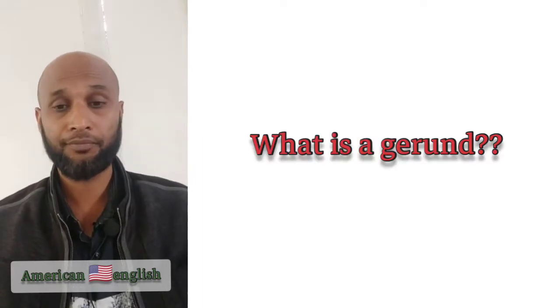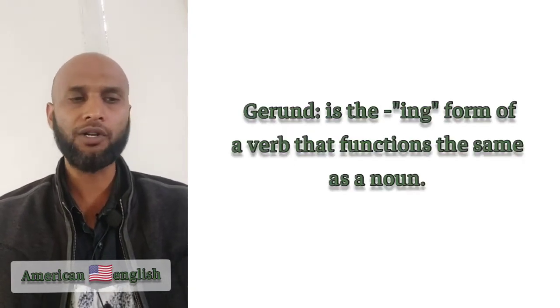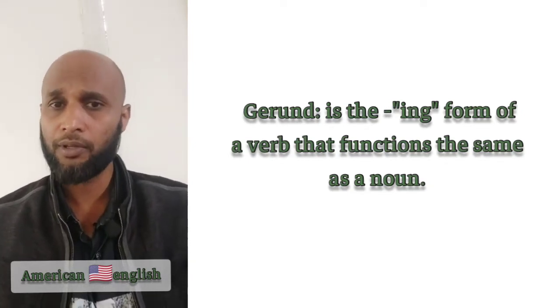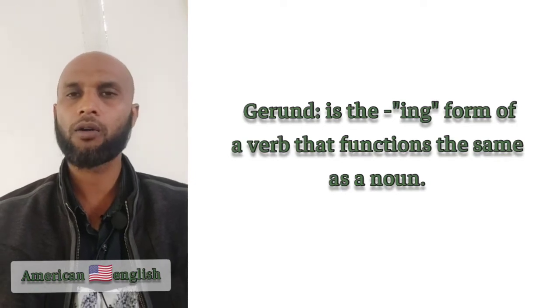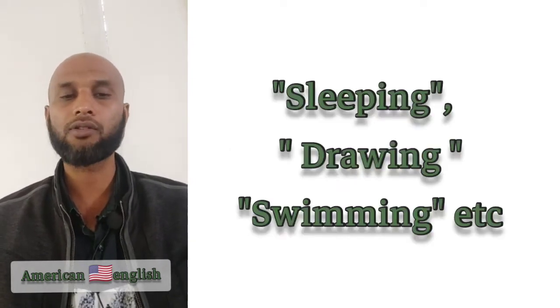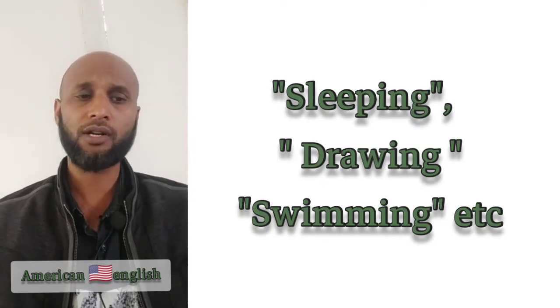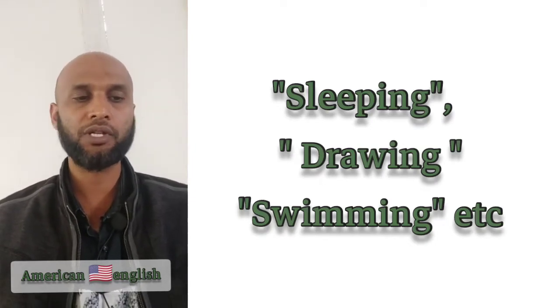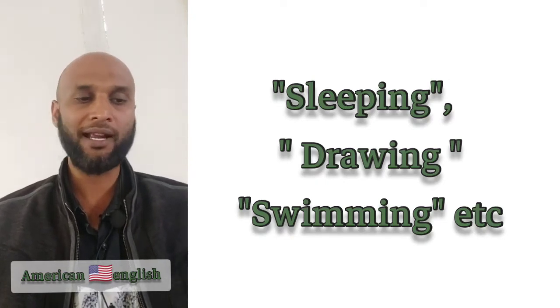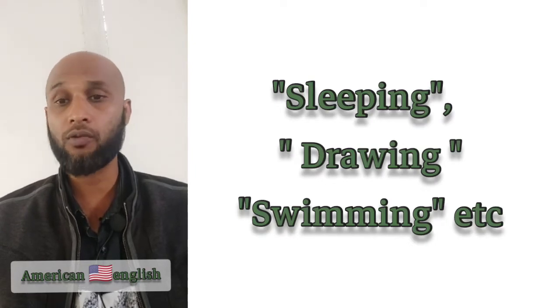Now let's find out what is a gerund. A gerund is the ing form of a verb that functions the same as a noun. In other words, gerunds are formed by adding ing to the verb. Example: sleeping, drawing, swimming. But they are not the ing verb forms that you see in the present or past continuous tense. They look the same, but gerunds are exactly verb forms used as nouns.